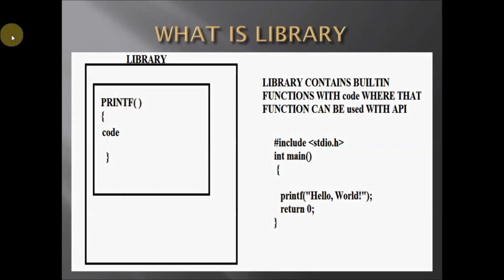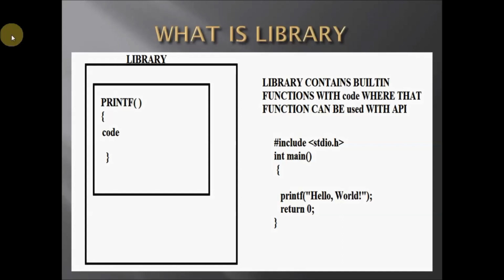For example, see here, this is a simple program to print the message hello world. In this program, my library function printf is present in the library along with the code. The printf code is in the library, but here I don't want to use that code. I just use the printf statement, that is the printf API, to print the message hello world.